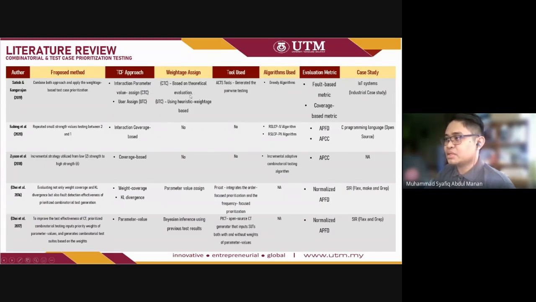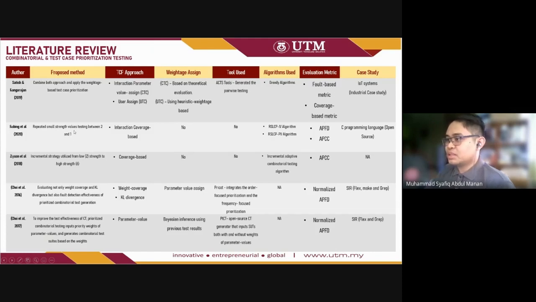For example, for interaction coverage, they were based on the CTC and UTC, which is for the interaction parameter value assigned. They want to see how many interaction parameters will cause a fault in terms of the theoretical evaluation, and then the user assigns for UTC. For the UTC factor, they use user-assigned weightage, which really depends on what the user assigns. And then for generating the test cases, they use the ACTS tool. For example, the first paper utilizes the BDIF algorithm into consideration, and in terms of evaluation itself, they use fault-based metrics and coverage-based metrics.